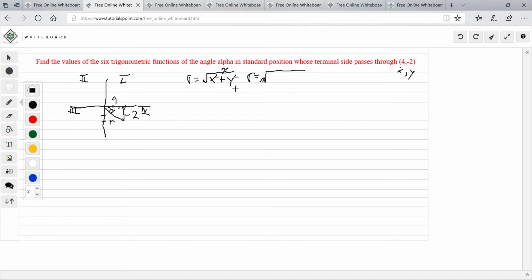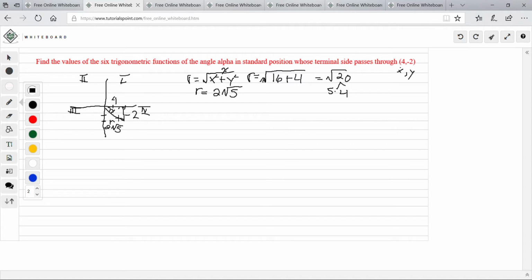So in our case, r is the square root of 4 squared, which is 16, plus (-2) squared, which is 4. That gives you the square root of 20. That simplifies: here's a 5 and a 4, so our radius is just 2 square root of 5. So our radius is 2 root 5.